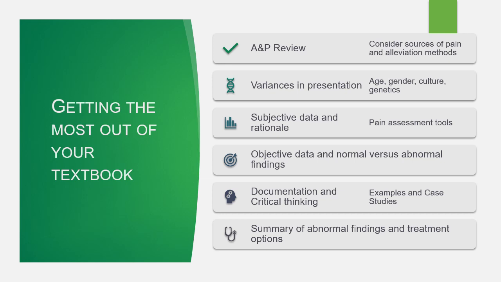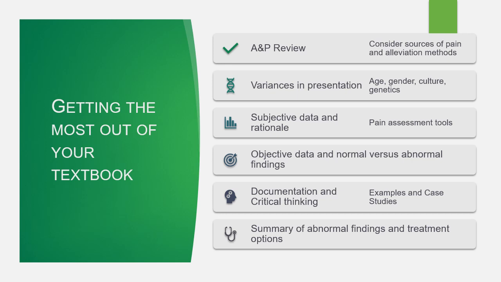Review the subjective data presented in this chapter and the rationale for asking those questions. Just glance over the different pain assessment tools, and we're going to cover them a little bit more in this discussion. Read the objective data and be able to differentiate between normal and abnormal findings.